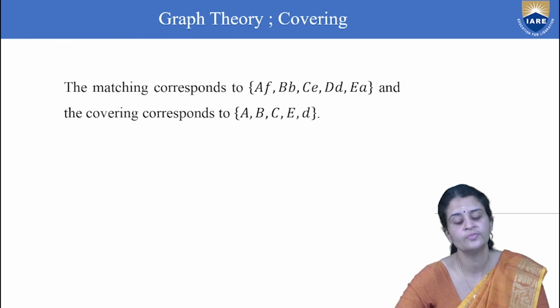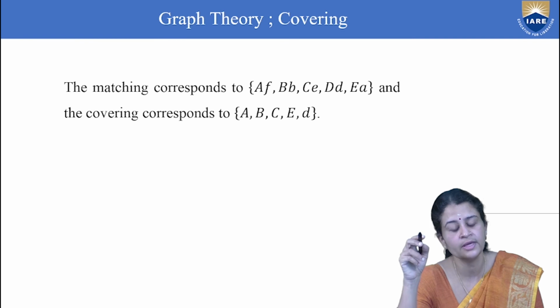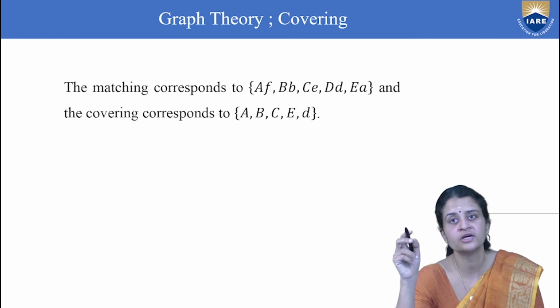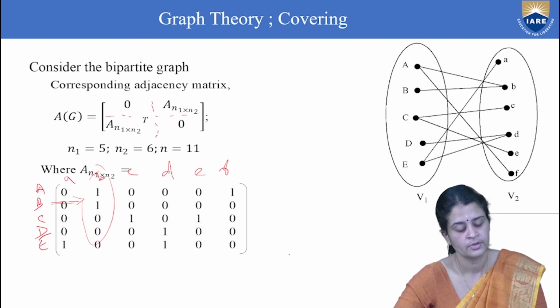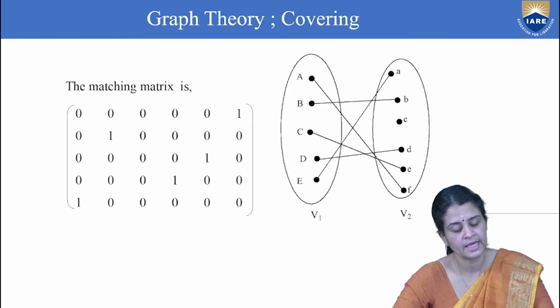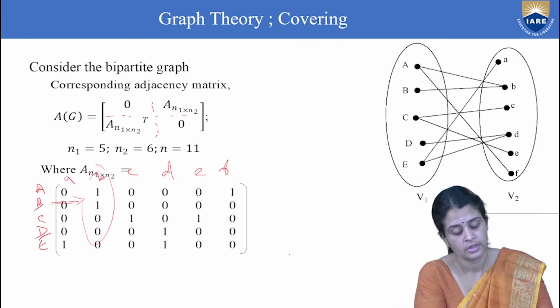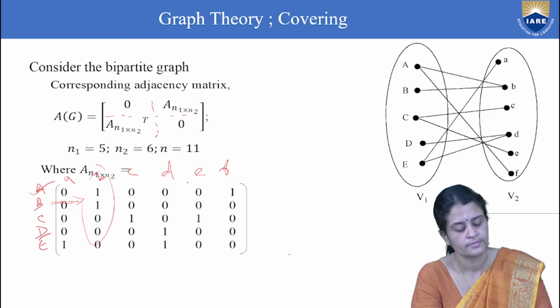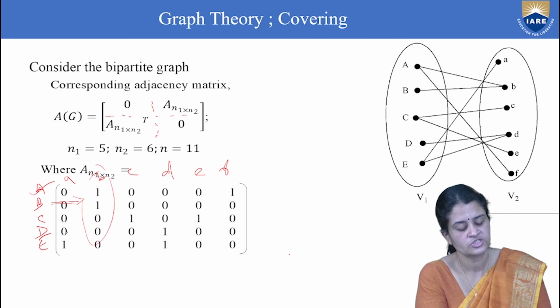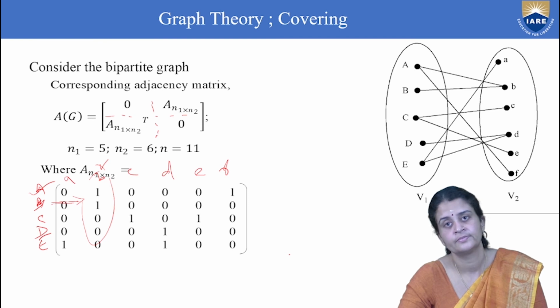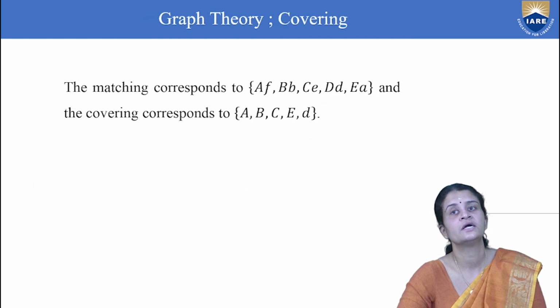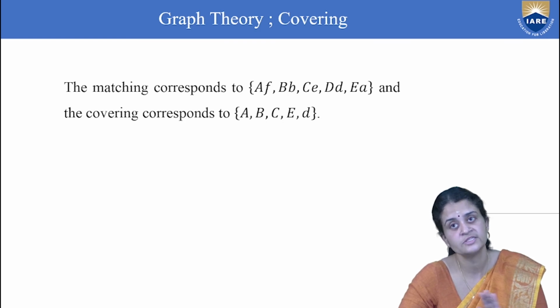The matching corresponds to these 5: AF, BB, CE, DD and EF, and the covering corresponds to this: A, B, C, D and this E. Not this B, this B, B, C and D. Okay. A, B, C, this A, B, C, E and D.